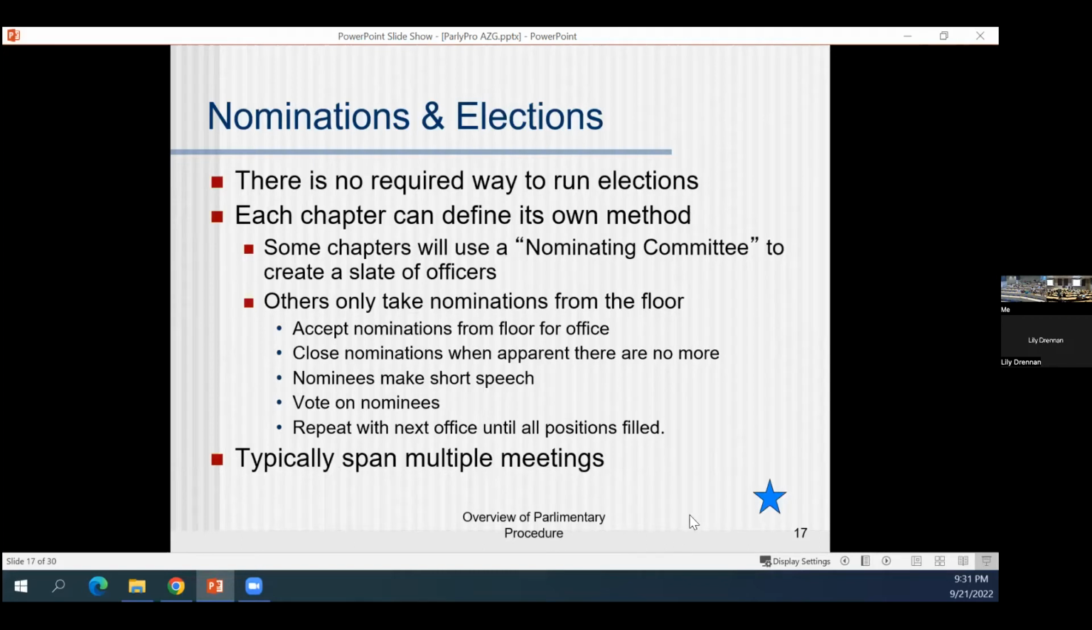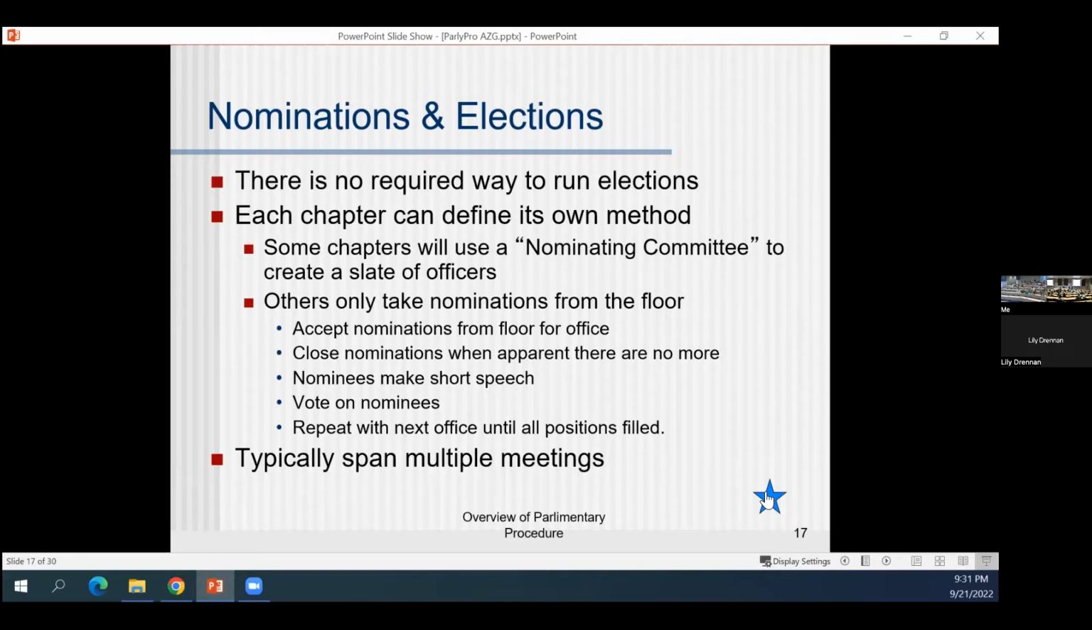Nominations and elections, last thing I want to cover here. There's no required way to run elections. Your bylaws may have some specific procedures which you need to follow. Some chapters will use a nominating committee, others will nominate from the whole body as a whole, and only take nominations there, as it says, from the floor. It is usually best, and your bylaws probably require this, that you spread your election process, your nomination selection process, over at least 2 meetings.